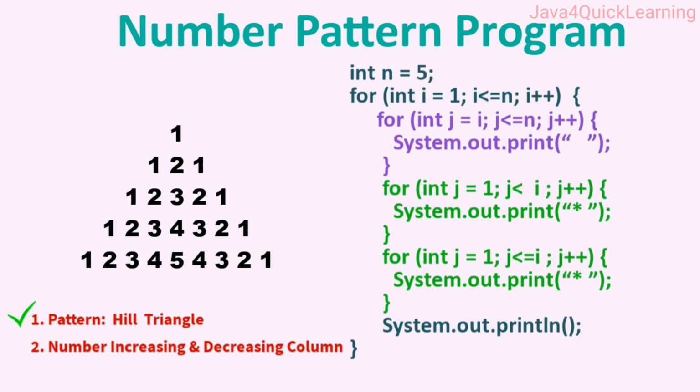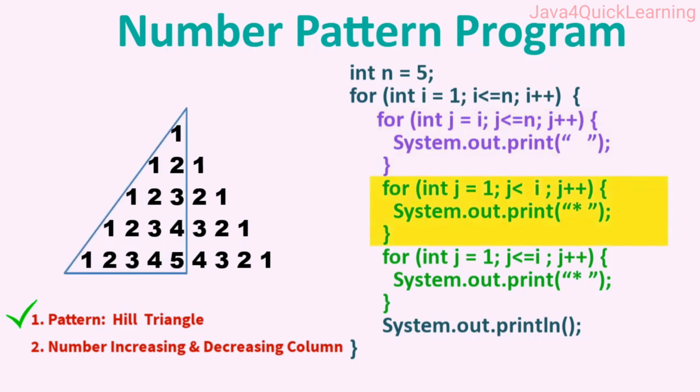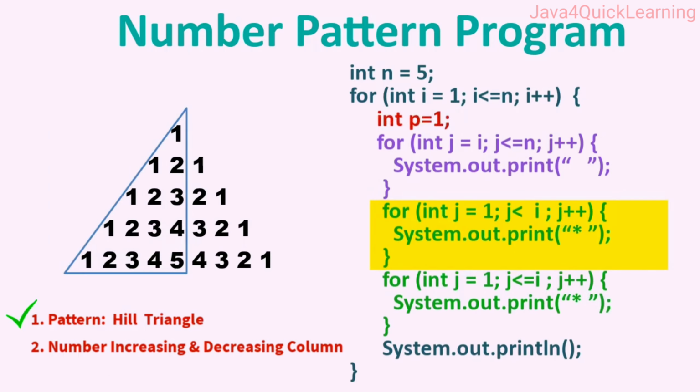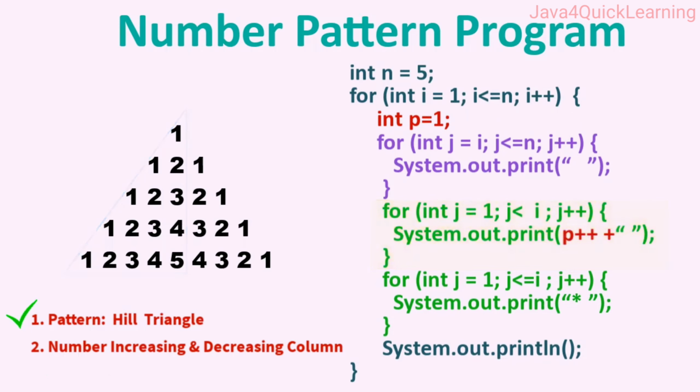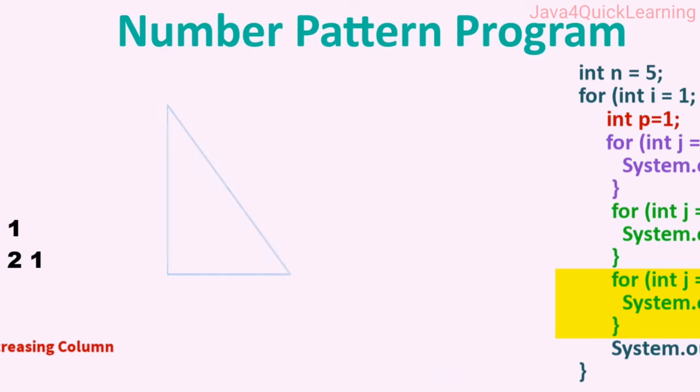We will first get our standard program for the hill pattern using star. Now after printing space, the first triangle is incrementing column, means starting with the same number, so we will initialize a variable p to 1 and print p++. In the next loop, you are actually just decrementing the same p, so we will just do p minus minus. This should get us the required pattern.